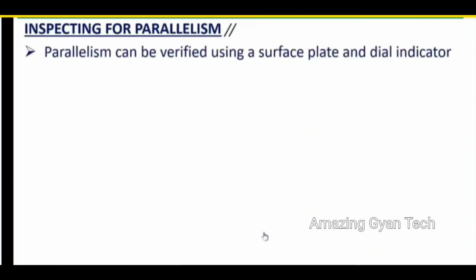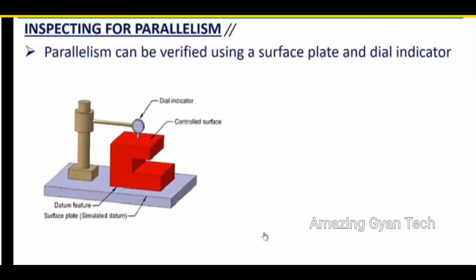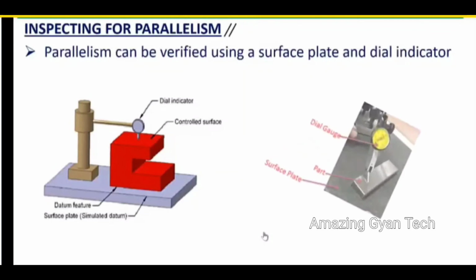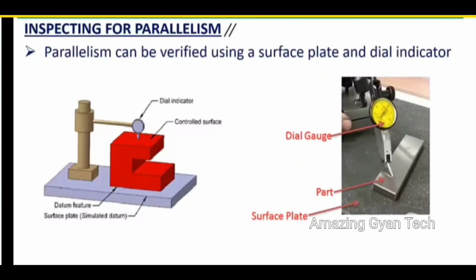So now inspecting for parallelism. How are we going to check the parallelism? Parallelism can be verified using a surface plate and a dial indicator. It is similar to the perpendicularity checking. So we can check straight away using a dial indicator and a surface plate itself. Directly you can place the component on the surface plate, and you can use the dial gauge to move over the surface and make sure that it is parallel to the datum reference. I'll show you a video so that you will understand in a clear manner.